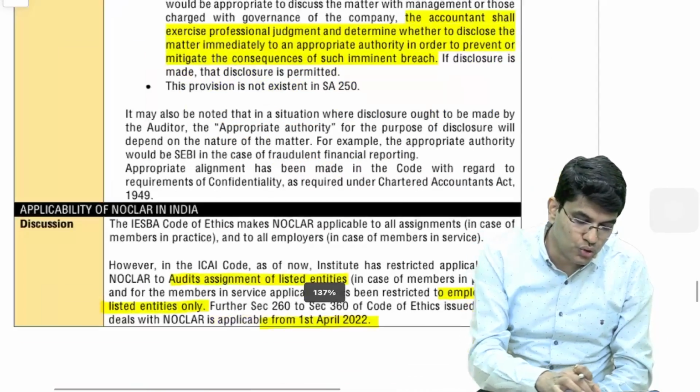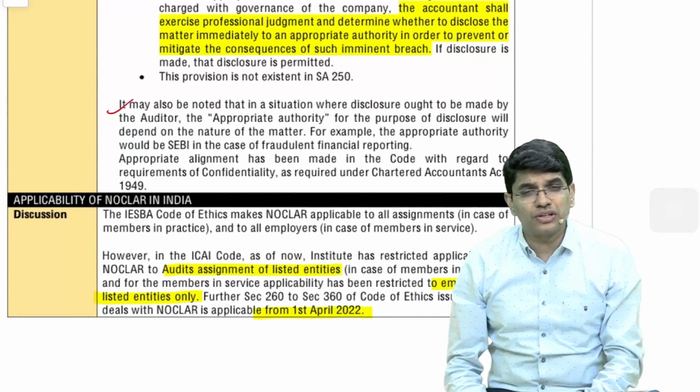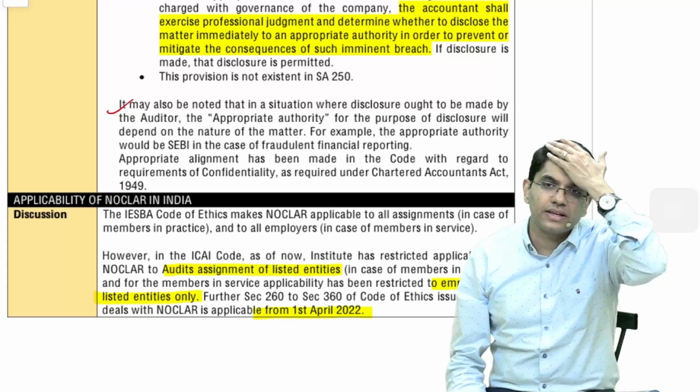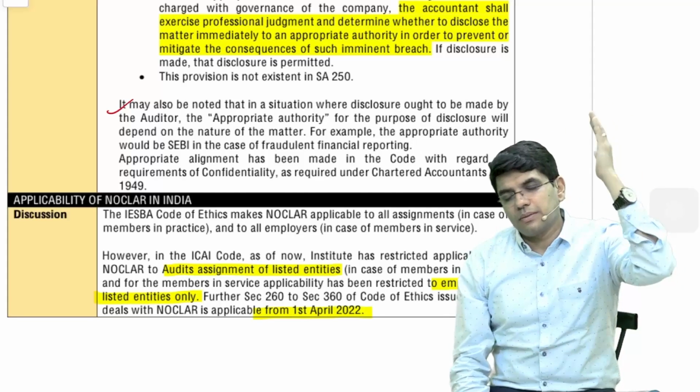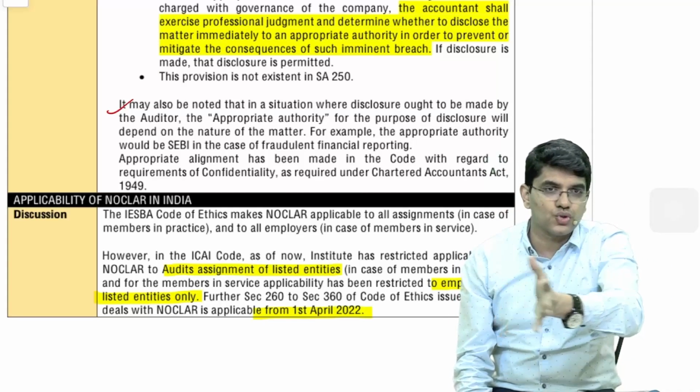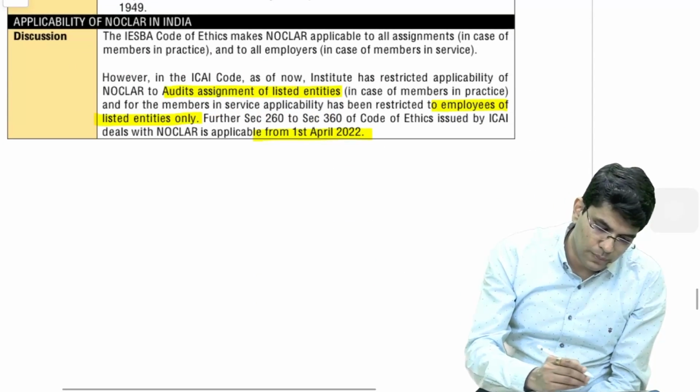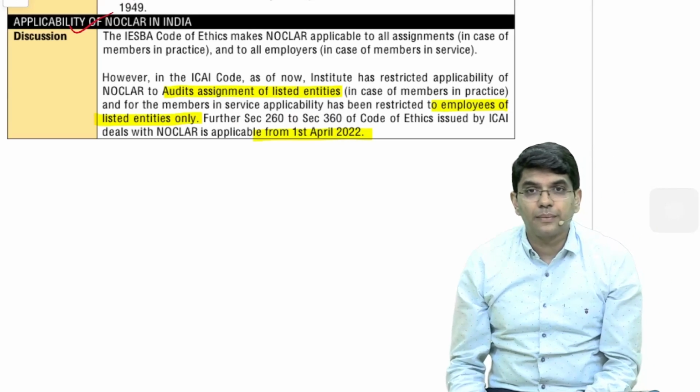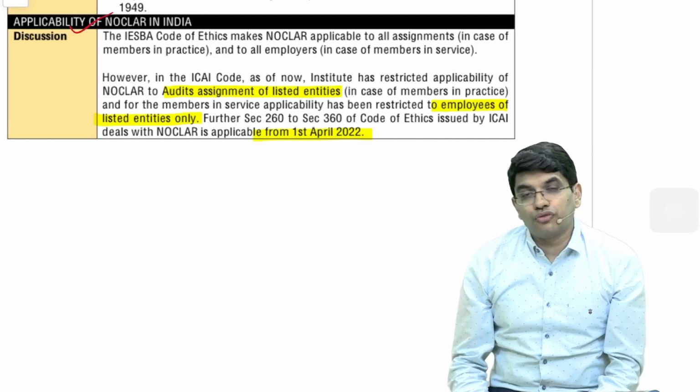Which authority you should go to depends on the circumstances: in which industry you are, and what kind of non-compliance it is. Some people may go to SEBI, some to RBI, some to IRDA, some to the ministry, depending on the situation. So sections 260 to 360 are there. It is applicable from 1st April 2022.